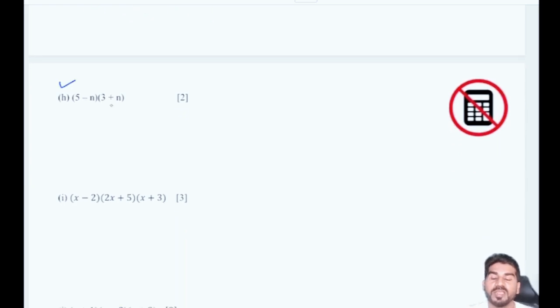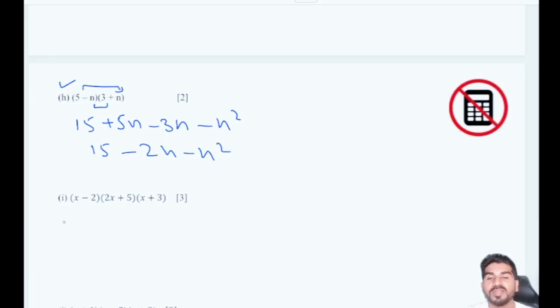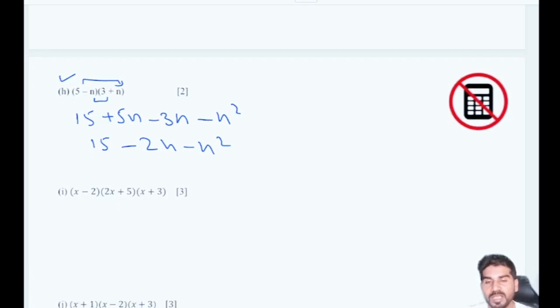Next part is part H here. So 3 times 5 will be 15, and then 5 times n will be 5n. Similarly, 3 times n will be negative, plus minus, negative 3n and negative n. There it will be 15, and 5 minus 3 will be 2n, and n square will remain. So this was part H.